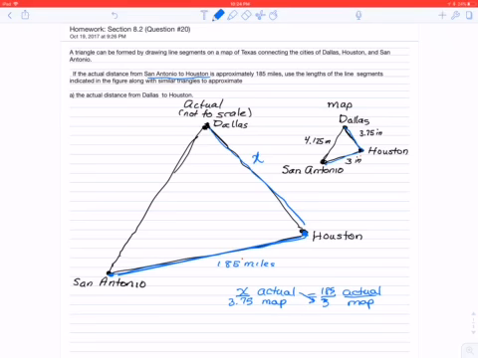So 3 times x equals 3.75 times 185. So I have 3x equals 693.75. If I divide both sides by 3, I get x equals 231.25. That would be in miles. That's the actual distance from Dallas to Houston.